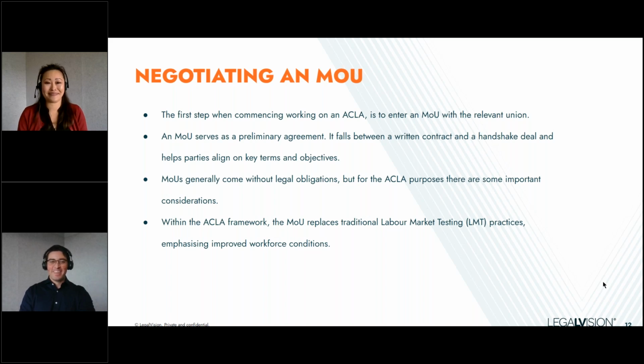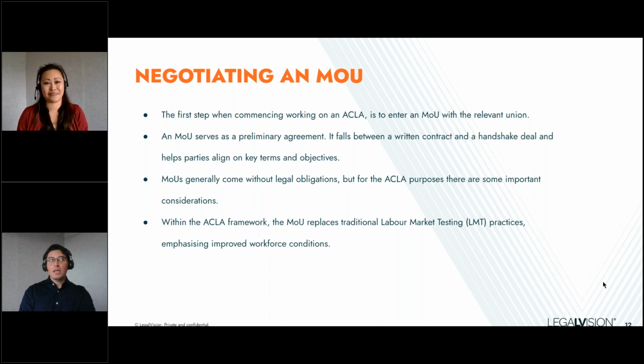Fantastic. Thank you very much, Yin, for that introduction. So again, once the business is ready to actually proceed and actively consider this ACLA, the Aged Care Labour Agreement, this is a very, very first important step. It's a mandatory requirement before being able to submit a request for an ACLA with the Department of Home Affairs. So let's talk about what a memorandum of understanding actually is first.